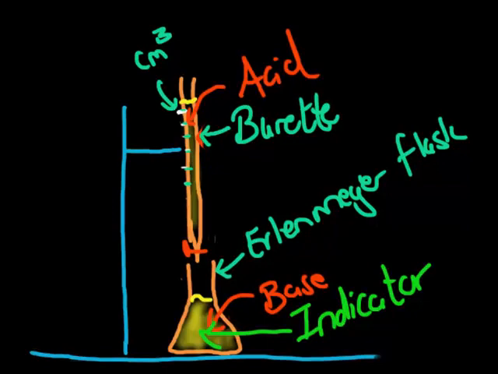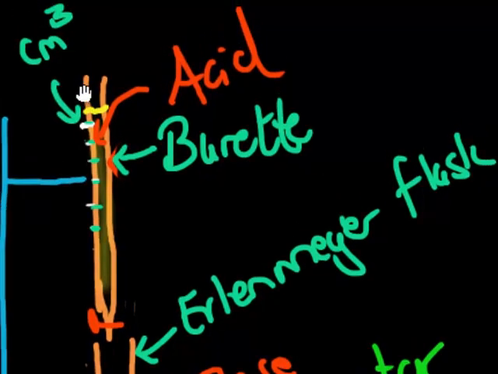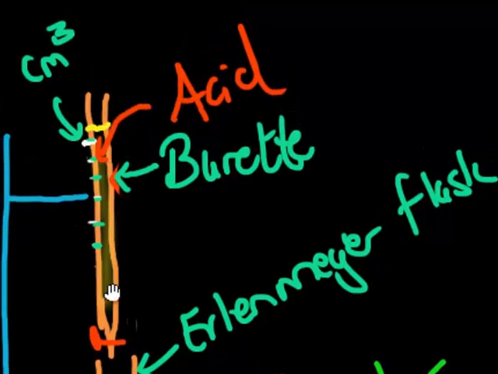Now let's take a look again at the apparatus of our titration. We're going to be having an Erlenmeyer flask here at the bottom that will contain a base. Now we're going to add in an indicator, and remember, depending on what the color is of the indicator, it will tell us whether it's an acid or a base inside of here. Good, and then we're going to have a burette, and we'll add acid to the burette.